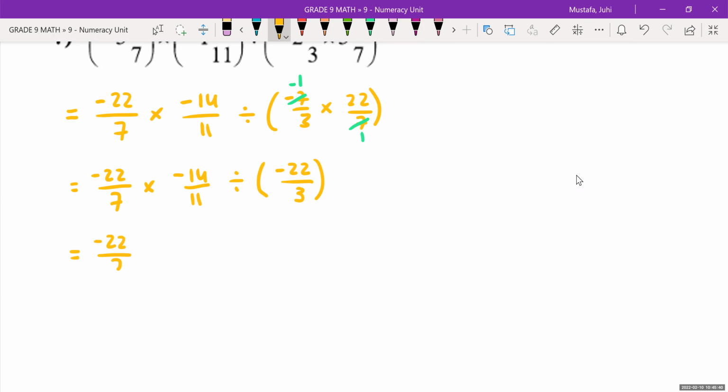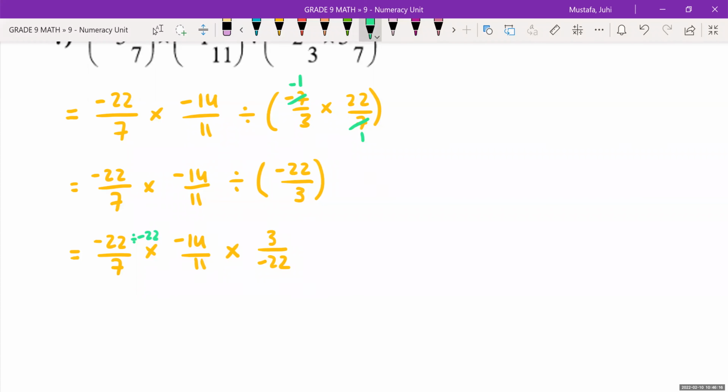So it's going to be -22/7 times -14/11 times 3/-22. Finally, we've gotten this question where you have fractions and multiplication signs after every number. And we can finally cross reduce. What numbers shall we start cross reducing with, Sharia? Yeah, so the two -22s, I'm going to divide both of them by -22 to get rid of the negative sign as well.